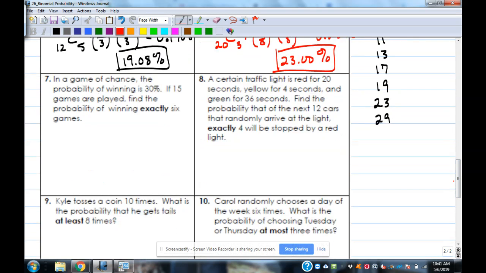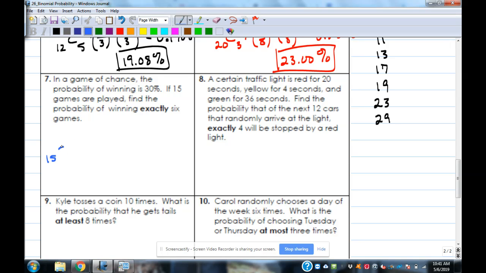Number 7, game of chance. The probability of winning is 30%. If 15 games are played, find the probability of winning exactly 6 games. So maybe a little more straightforward, but they give us the probability of winning is 30%. So how do we set that up?